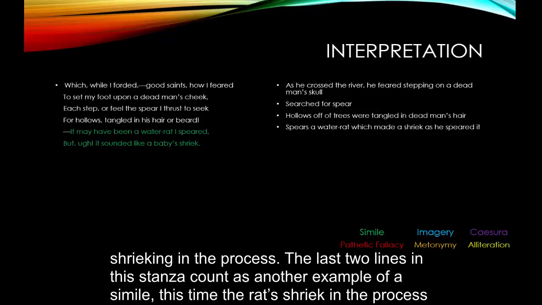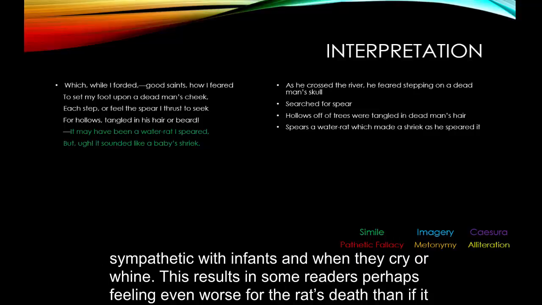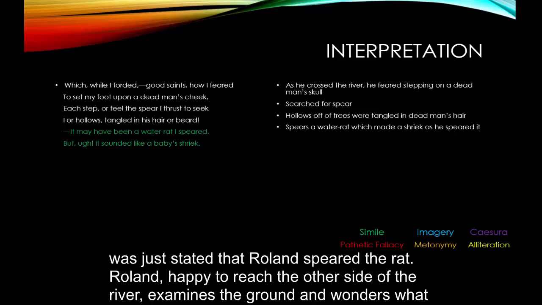The last two lines in the stanza count as another example of a simile, this time the rat shriek in the process of being speared by Roland being compared to a baby shriek. This simile perhaps hits harder with us, because many of us tend to be sympathetic with infants and when they cry or whine. This results in some readers perhaps feeling even worse for the rat's death than if it was just stated that Roland speared the rat.